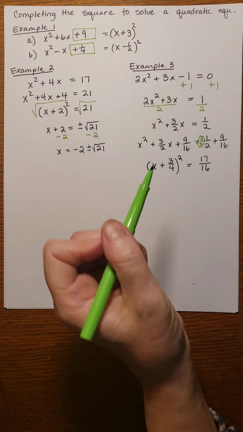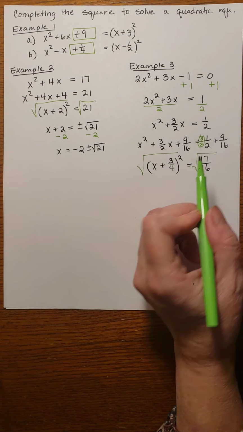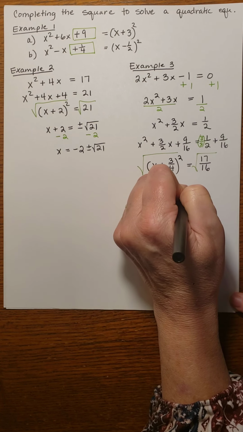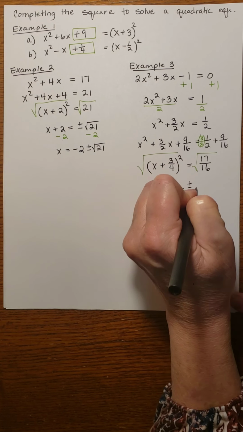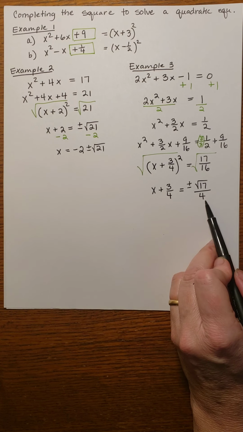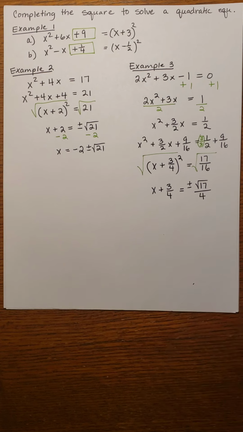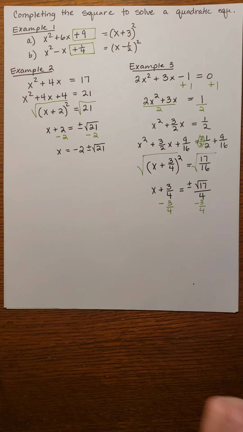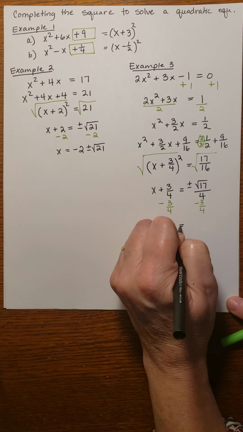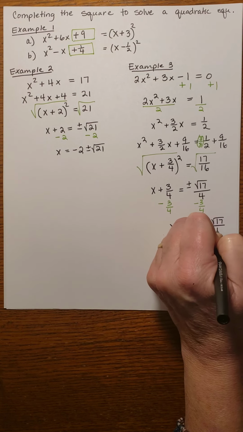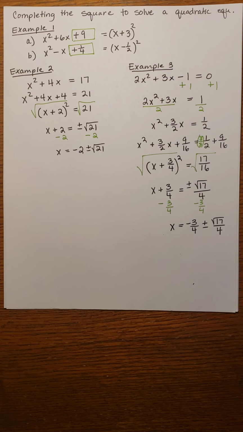And now I can go ahead and use the square root property, and I'm taking the square root of both sides. And I get that x plus 3/4 is going to equal plus or minus the square root of 17 over 4, because when I take the square root of 16, I get 4 in the denominator here. And now I can subtract 3/4 from both sides, and that gives me x is equal to negative 3/4 plus or minus the square root of 17 over 4. And that is how you use the method of completing the square to solve a quadratic equation.